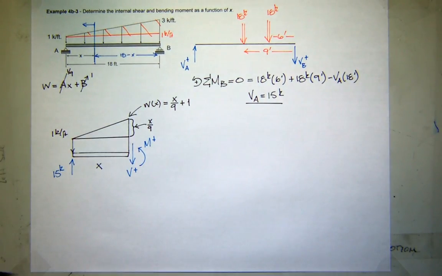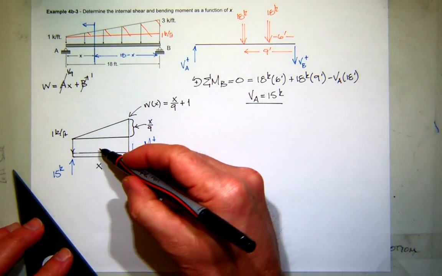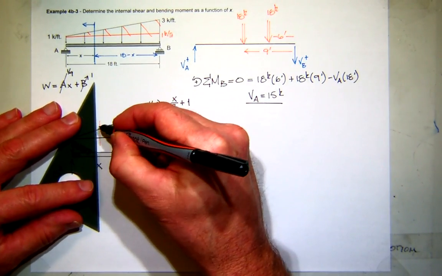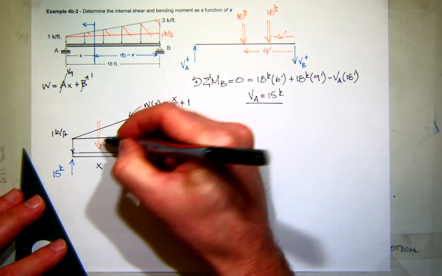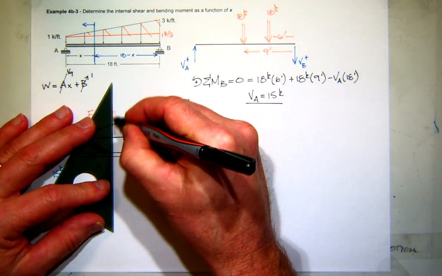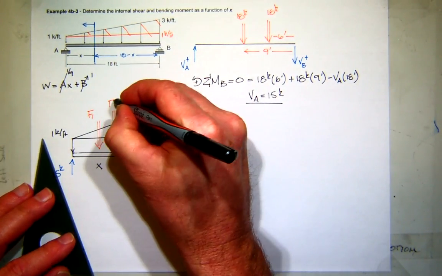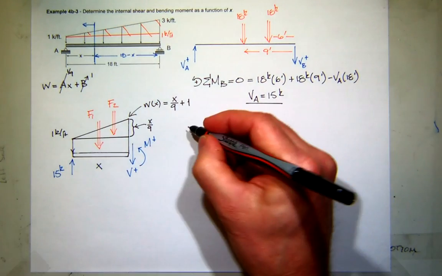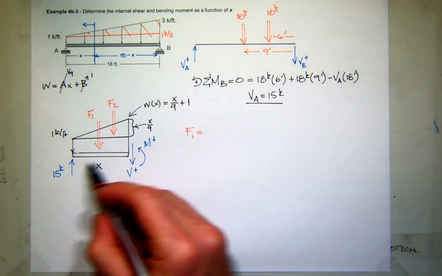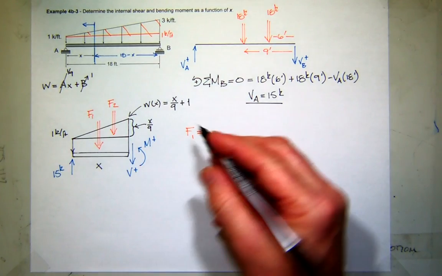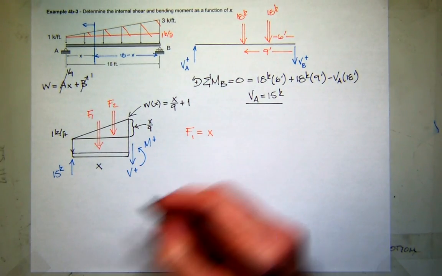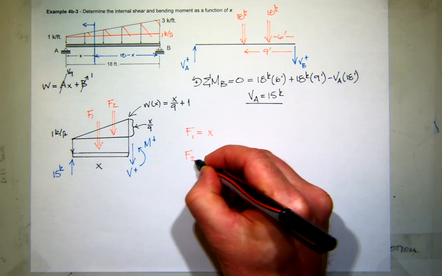So with all that, I can now find my forces. I think I'll do it this way, just so it won't be so jammed in there. I'll call the rectangular force F1 and the triangular force F2. So what is F1 equal to? Base times height, which is just x, right?